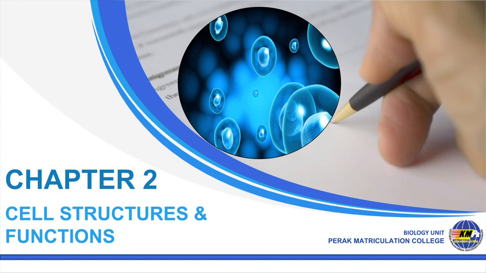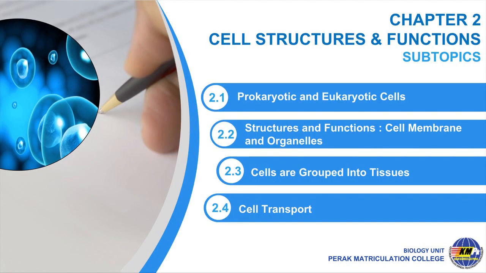In this topic 2, we are going to do a review of the cell structures and functions. In this chapter we have 4 subtopics. Subtopic 1 is prokaryotic and eukaryotic cells. Subtopic 2 is structures and functions. We will focus on cell membranes and organelles. Subtopic 3 is cells are grouped into tissues. And for subtopic 4, we will learn cell transport. But in this video we will focus only on subtopic 1, which is prokaryotic and eukaryotic cells.